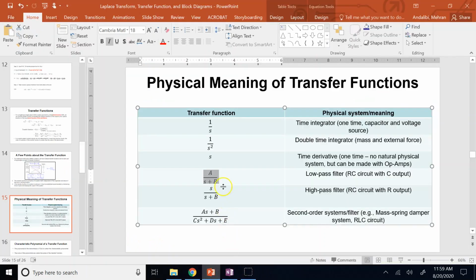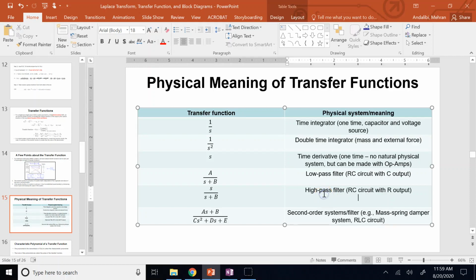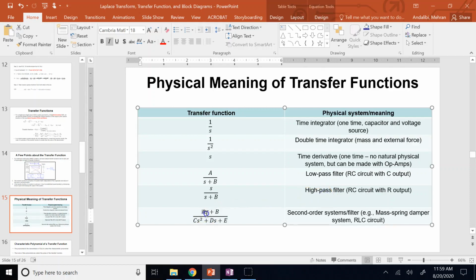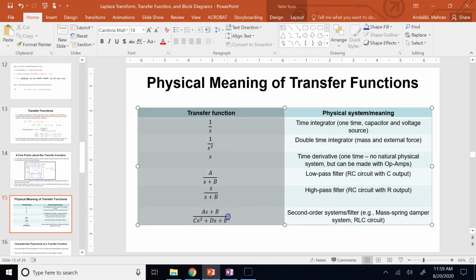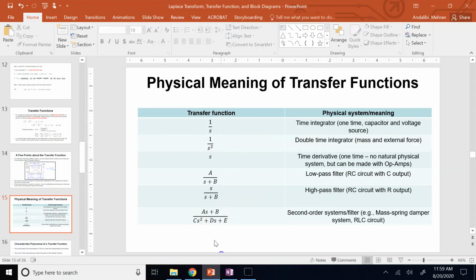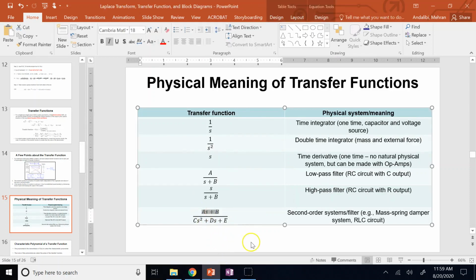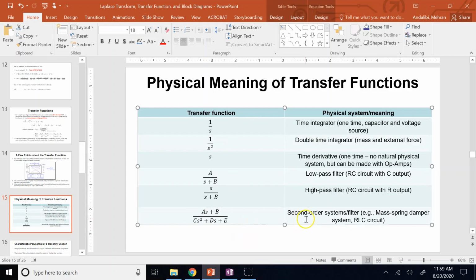The opposite of that is if there is an s term in the numerator, then it's a high-pass filter. So it will amplify your high frequencies and it will take away your low frequencies. If it's a general second order system like this, so you have a quadratic in the denominator and a linear term in the numerator, this is what we call a second order filter, okay? And we'll talk about this later.